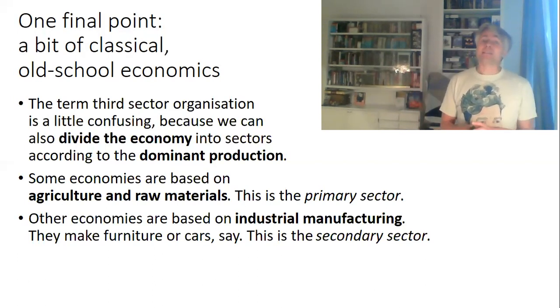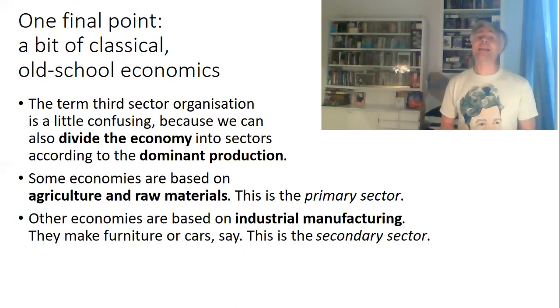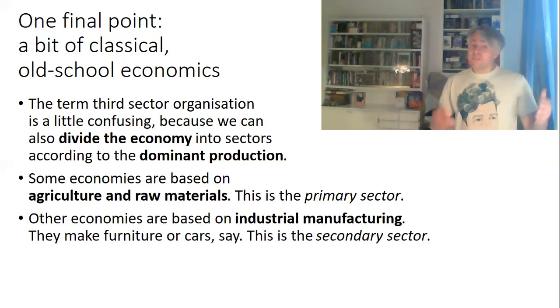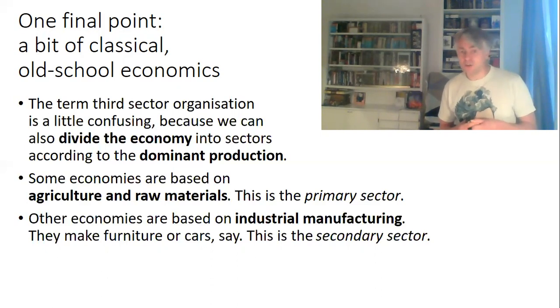Other economies are based on industrial manufacturing. And again, think of Germany, we're the classic example. We make cars, we make machines, we make things, industrial manufacturing. Actually, Finland industrialized too. Sorry, I'm tongue-tied. Finland's also industrial, of course. It industrialized a little bit later than some of its neighboring countries, a little bit after Germany and Sweden, for example. So we can talk about an industrial manufacturing economy. So the agriculture economies, that's the primary sector, and the industrial manufacturing, that's the secondary sector.